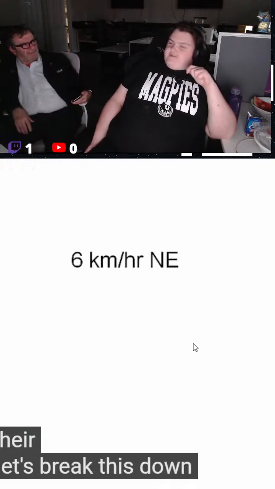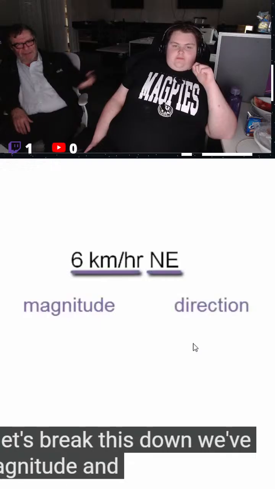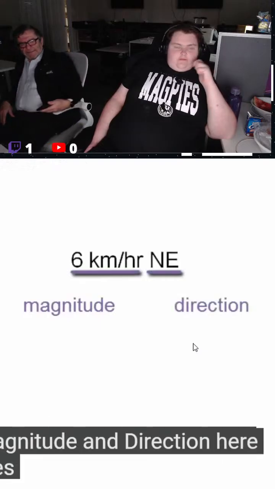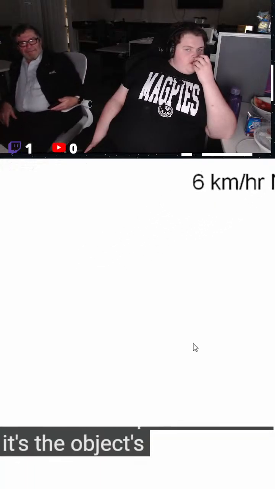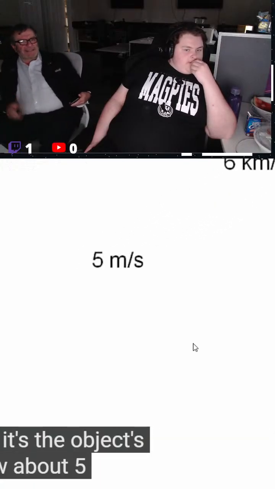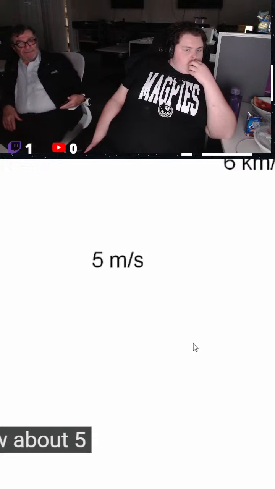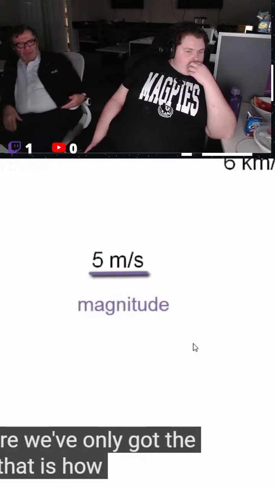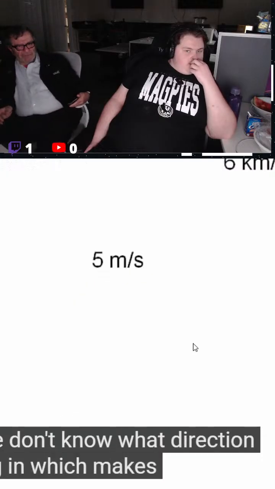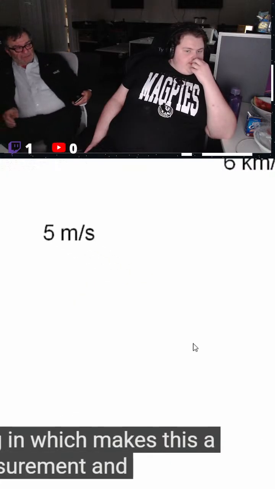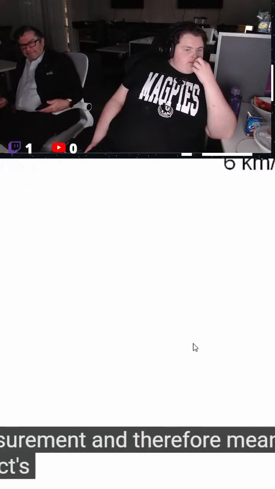Well, let's break this down. We've got both magnitude and direction here, which makes this a vector quantity. So that must mean it's the object's velocity. How about 5 meters per second? Well, here we've only got the magnitude, that is how fast an object is travelling. We don't know what direction it's travelling in, which makes this a scalar measurement, and therefore means it's the object's speed.